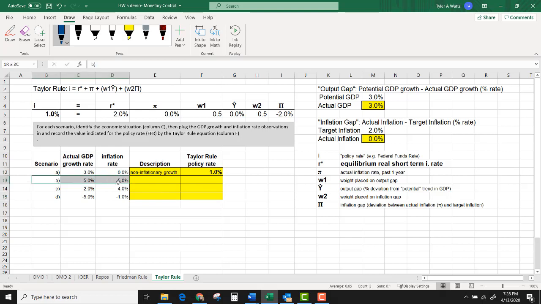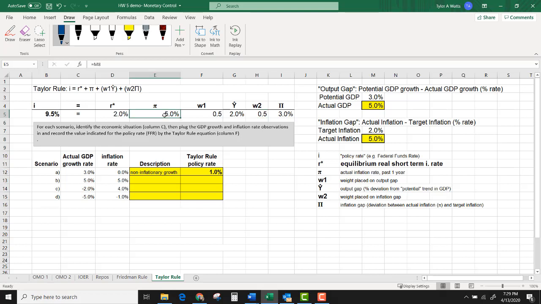Scenario B, let's check this one out. We have 5% real growth and 5% inflation. So let's plug those values in. Okay, so wow, that brings my recommended policy rule very high. Why? Well, the inflation component alone is going to increase the policy rate by 1.5 times the inflation gap. The inflation gap is 3 points. So multiply that by 0.5, and that gets you 1.5 points of increase.